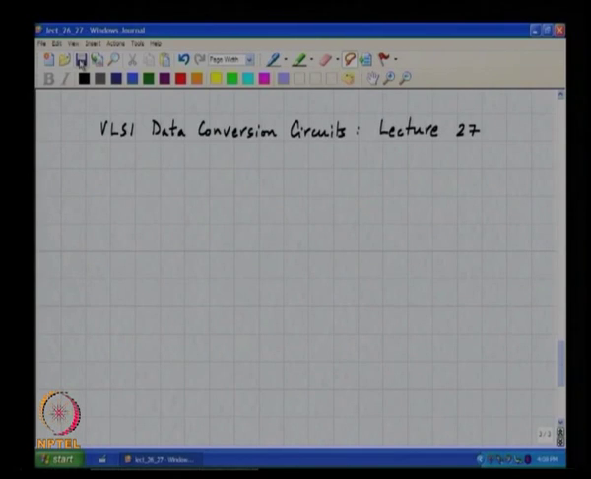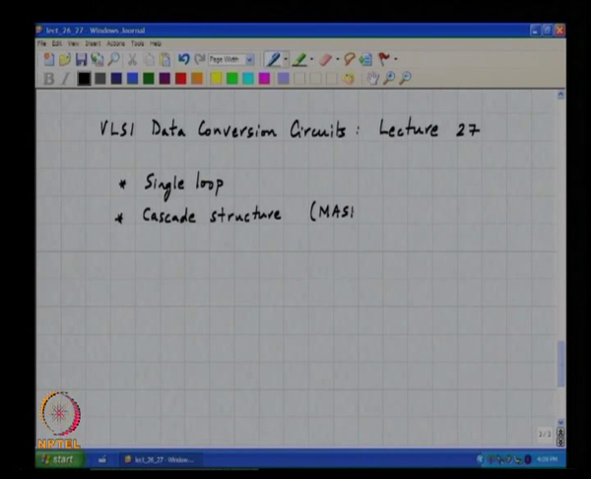VLSI data conversion circuits, lecture 27. So far we have seen several ways of realizing a noise transfer function. One is the so called single loop structure. The other, which we saw in the last lecture, is the cascade structure or the multi-stage noise shaping architecture called the MASH.